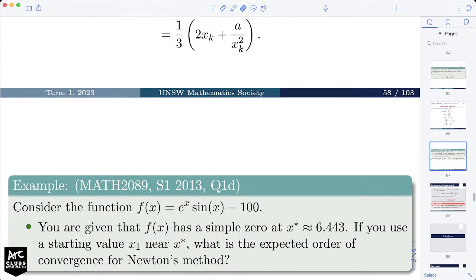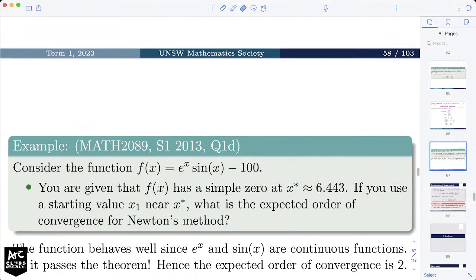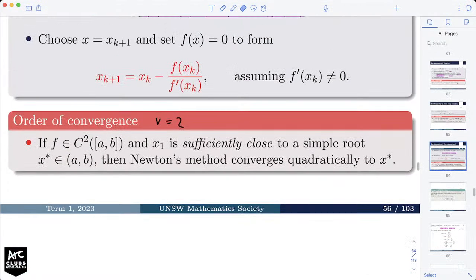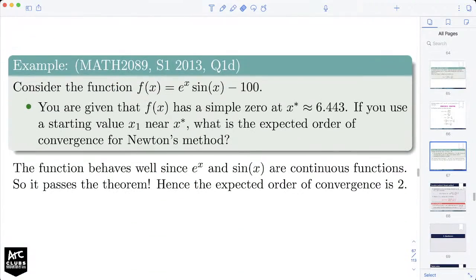So you are given that f of x is equal to e to the x sine of x minus 100, and that there's a simple root at 6.443. If you use a starting value of x1 near this root, what is the expected order of convergence for Newton's method? What we know is that the function behaves well because e to the x and sine of x are both continuous functions, and what that means is that our f of x is going to be very nicely behaved and it is going to fulfill this condition over here. And what that means is that our expected order is going to be 2.